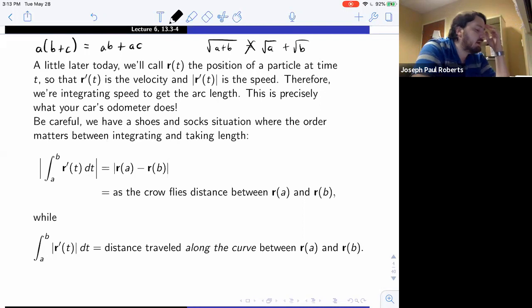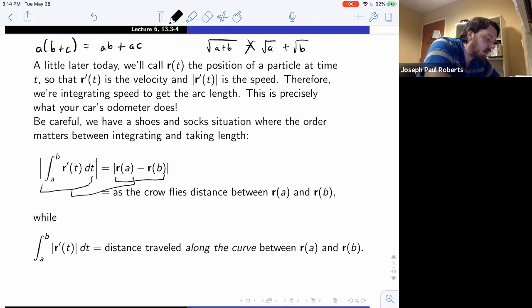And so, okay, as far as this arc length formula goes, what are the two things that we're doing? Well, we're taking the length of the vector r prime, and then we're doing an integral. And so you do have to make sure you do it in the appropriate order. If you put your shoes on before your socks, i.e. if you do the integration before you take the length, the fundamental theorem of calculus says that the integral from a to b of r prime is just the change in r.